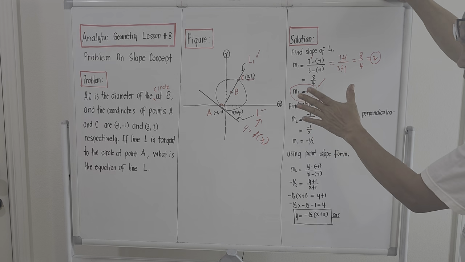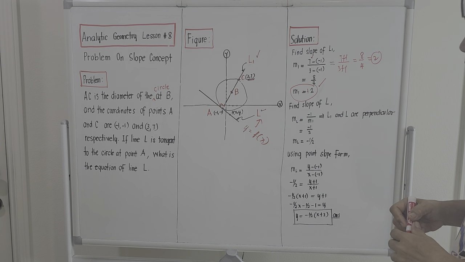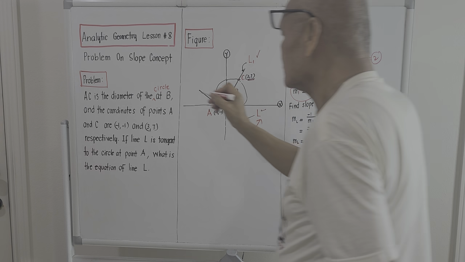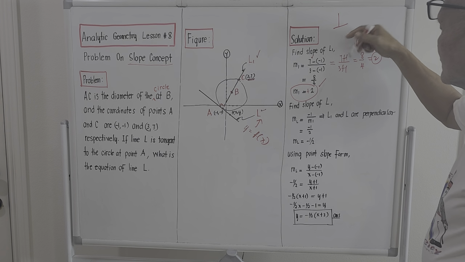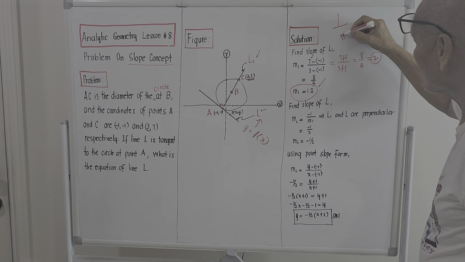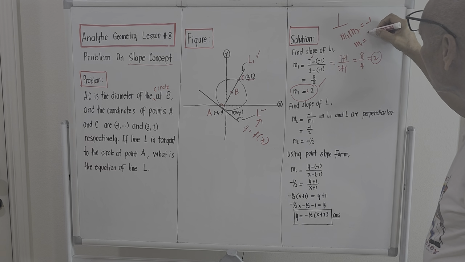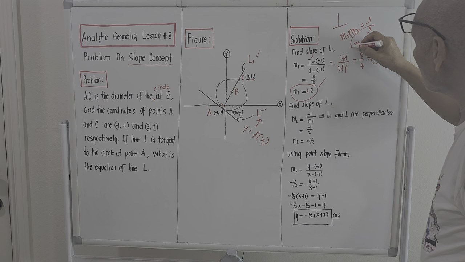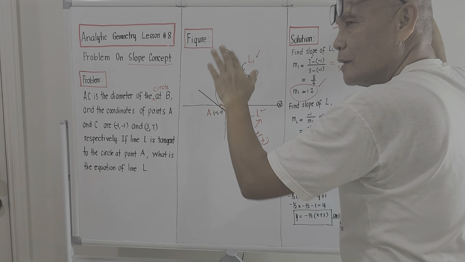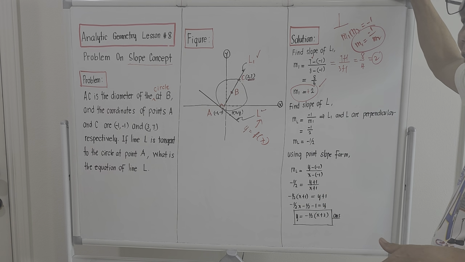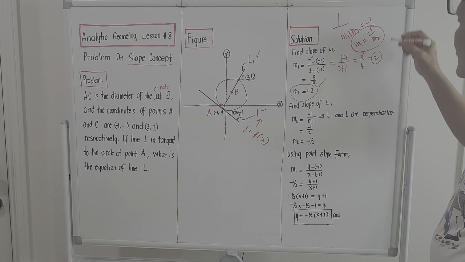Next step. We shall now try to find the slope of line L. If we try to find the slope of line L, we will be using the so-called slope concept regarding perpendicular lines. If we are considering two lines, M1 times M2 is equal to negative 1, or M1 equals negative 1 over M2. So we will be using this equation here. That's why the title of our topic for tonight is a problem on the so-called slope concept. And luckily, the slope we are taking is the slope of perpendicular lines. What is the relation between the slopes of two perpendicular lines? It is given by this equation here.